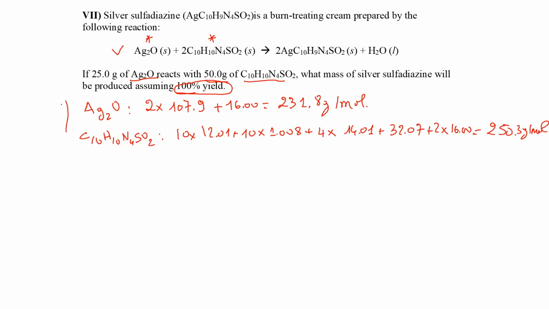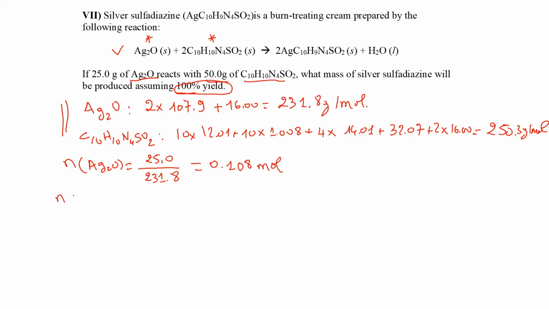So we can calculate the number of moles. n for silver oxide is equal to the mass of silver oxide, 25.0, divided by the molar mass, 231.8. 3 significant figures, 4 significant figures. So we should have 3 significant figures. This is equal to 0.108.